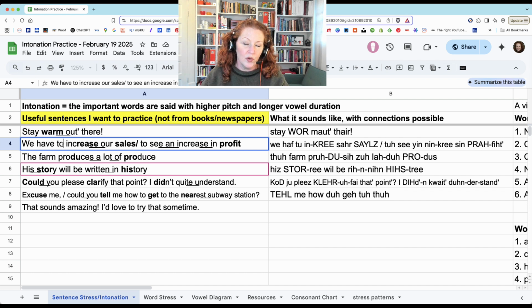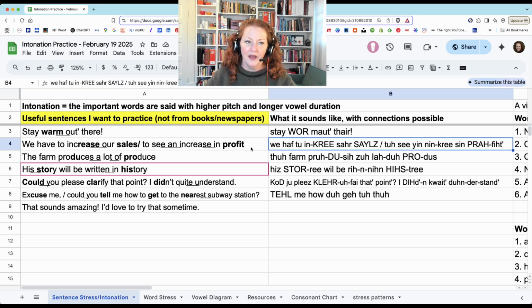So "we have to" or "have to." I'm keeping it "to," so "to increase." So it might be a little easier to increase our sales to see. I'm making this a T because of the consonant here: "to see in." There's an invisible Y here, "to see in." So instead of "and," you're making it an I, "seeing." And now this "in" will connect to the I. So that's where "to see an increase in profit." So that's where the connections come from. We have to increase our sales to see an increase in profit.